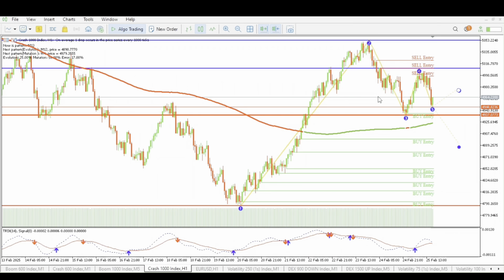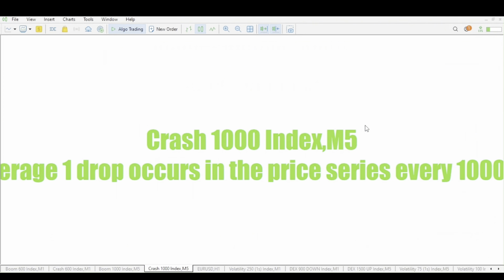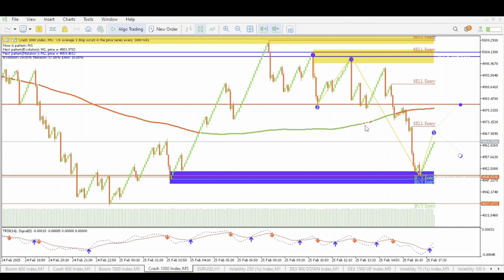So after checking on H1 like this, you can see that our latest signal is a sell entry, but right now it's no longer valid because it has reached the node. So we can go on to check on M5 so that we can see how Crash 1000 moved, guys. I want to show you it's very simple to use this system. Even a beginner can use it, guys.